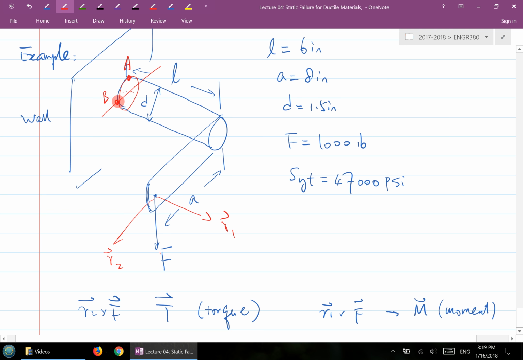So I'll finish the analysis at the beginning of the next lecture, and then we'll get on to brittle materials next lecture. Any questions? Yes.